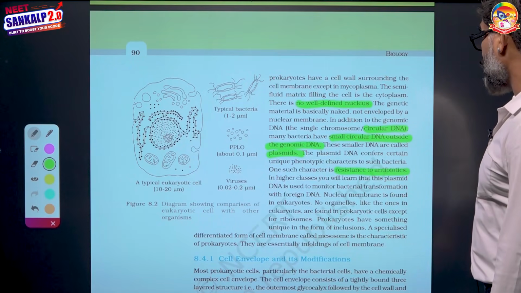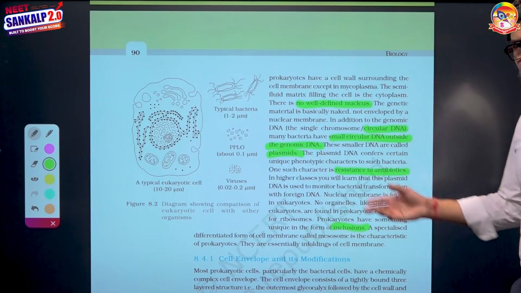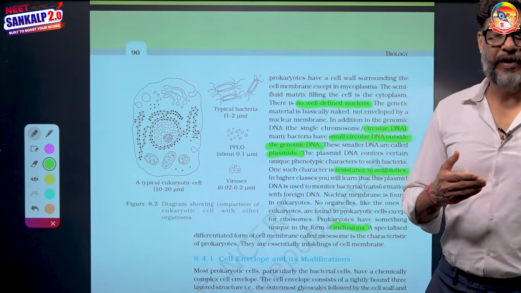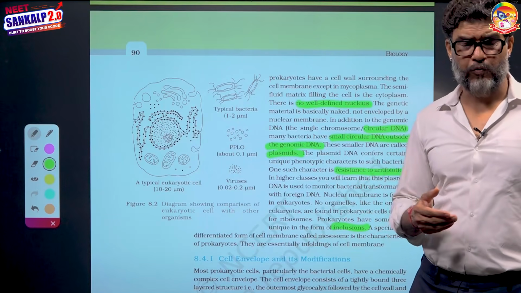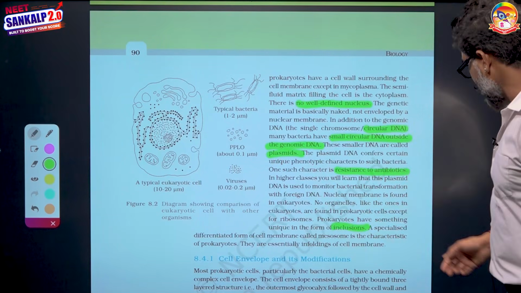Prokaryotes have something unique in the form of inclusions, that is, inclusion bodies. We have discussed the glycogen inclusion bodies, polymetaphosphate, that is, volutin granules, glycogen granules, protein granules, etc.